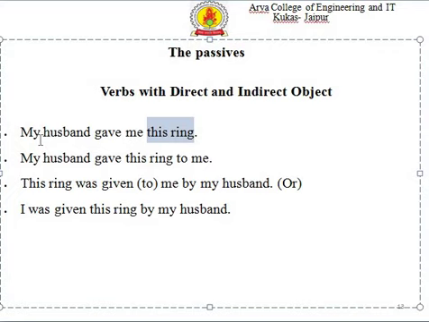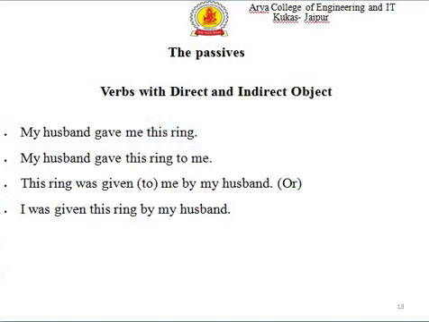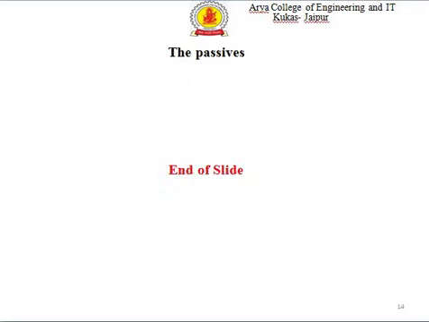So me or to me, it doesn't make any difference. This ring was given to me, or I was given this ring by my husband. So these are the necessary ideas in passivization you need to become familiar with. Thank you.